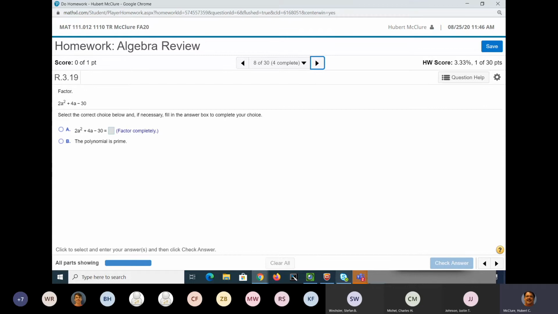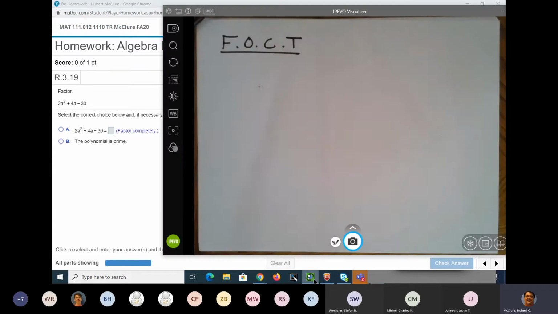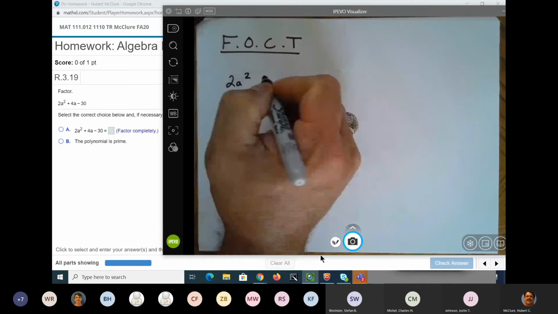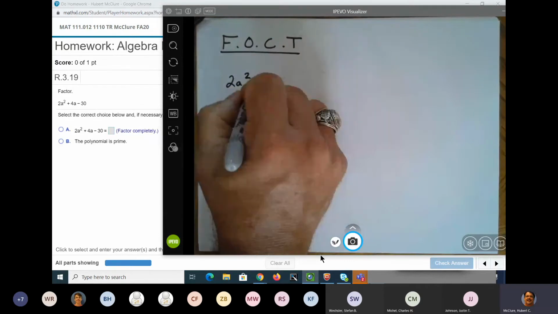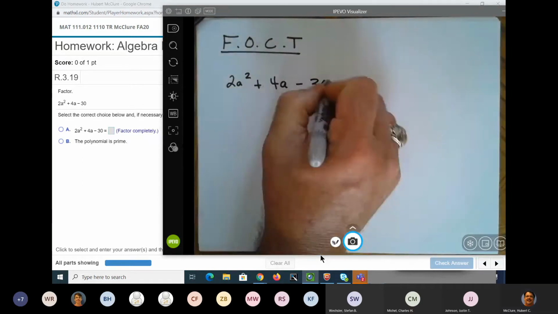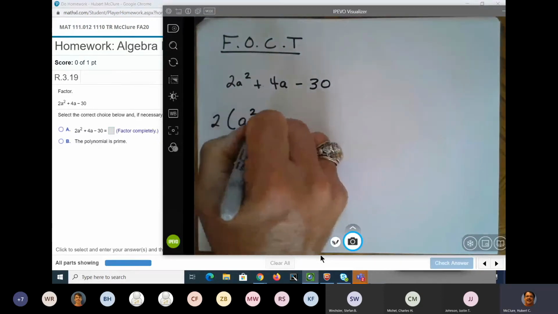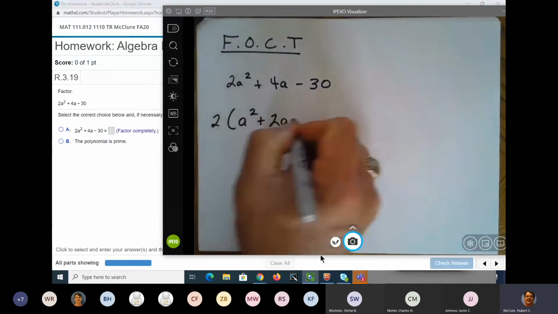So in this case, we've got 2a squared plus 4a minus 30. We're going to factor out 2. That's going to be a squared plus 2a minus 15.